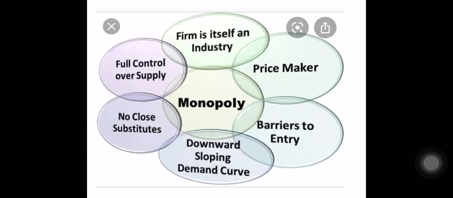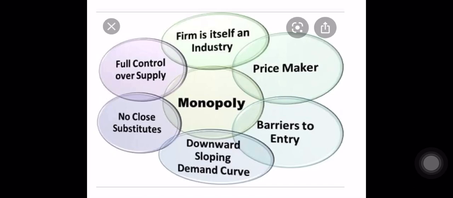And for monopoly, the characteristics are as follows. So mono being 1, that indicates that the monopolist is the only one in the market selling a particular product or service. So the firm is in itself the industry. This is very important to note. Since siya lang ang nagbebenta in the market, then the monopoly is in itself the industry.